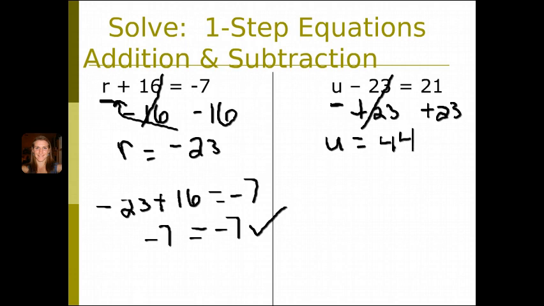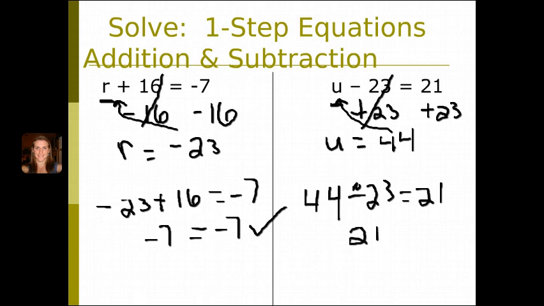Now to check it, go ahead and substitute 44 back in for u, and so we do 44 minus 23 equals 21. And so 44 minus 23, yes, that equals 21. And so therefore we know we did it correctly.